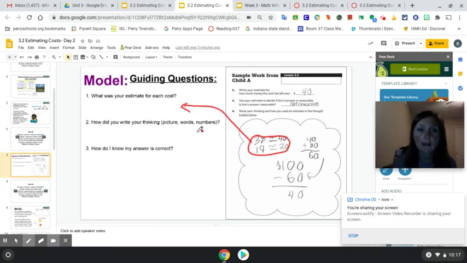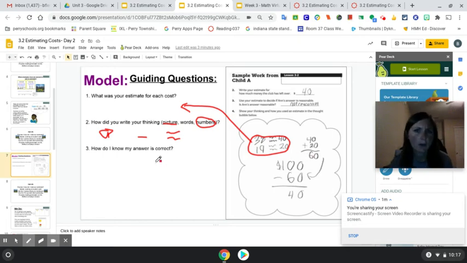Now it says, how did they write their thinking? Did they use pictures? When I look here, I don't see any pictures, but they do have numbers. They don't have any words. They use numbers to explain their thinking, and they even drew an arrow. So they drew arrows, showing over here that they've got the subtraction. They drew these little squiggles to show that they're estimating. So they did show some things to show how these things connected.